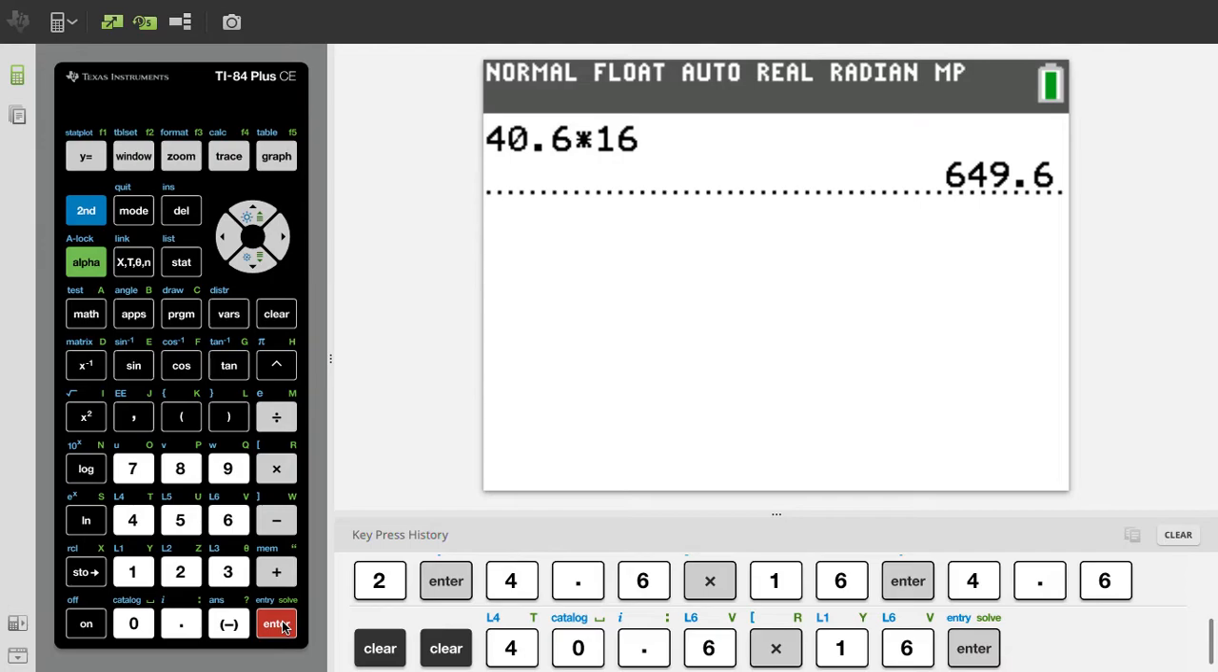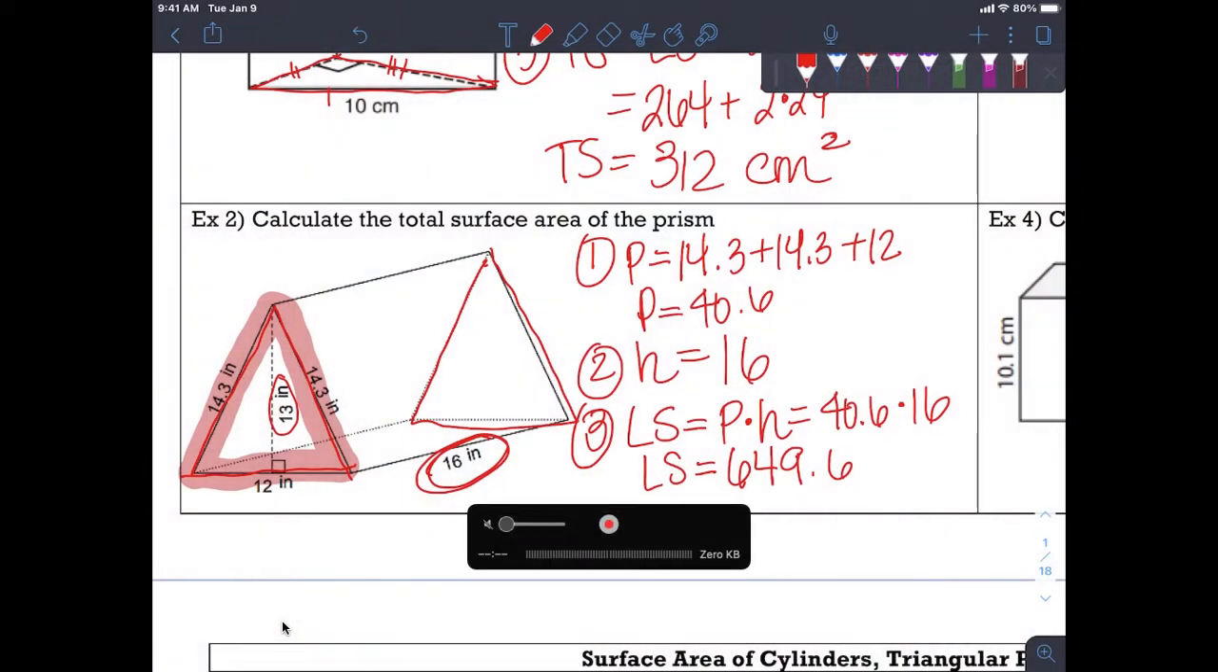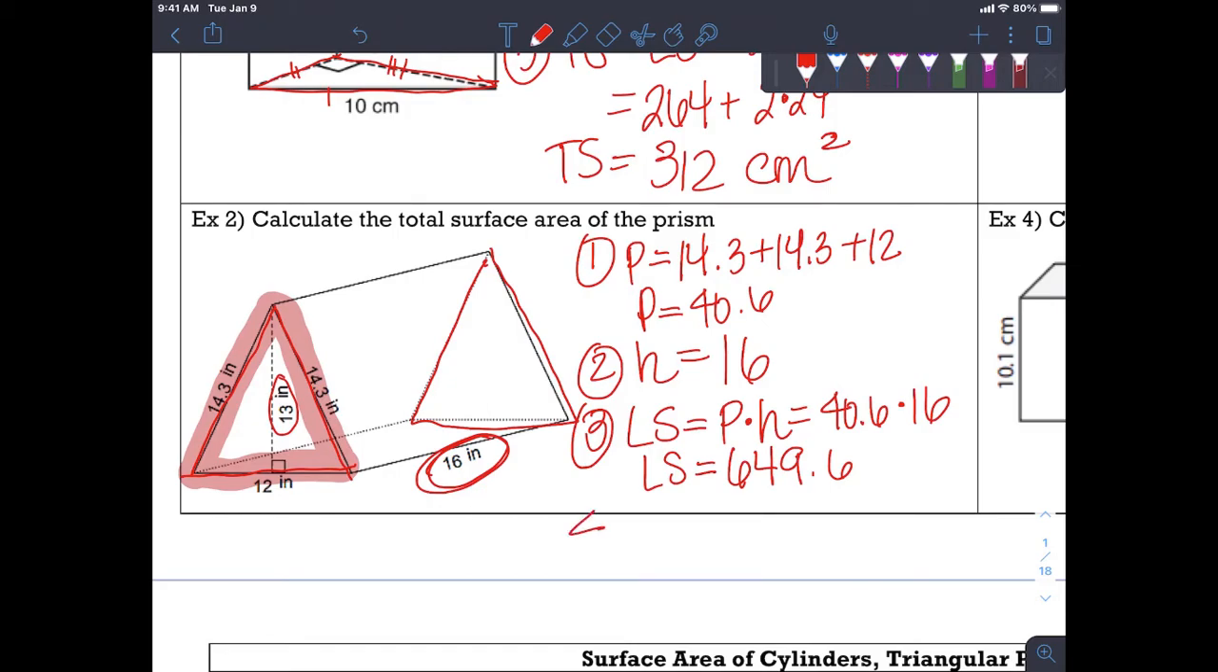And I got my lateral surface area: 649.6. Now I want to continue forth in calculating my total surface area. Step 4, area of the base. I'm going to focus on just the triangle part. I'm going to do 1/2 little b, little h. I'm going to call this guy my little base. Here is my height for my triangle.